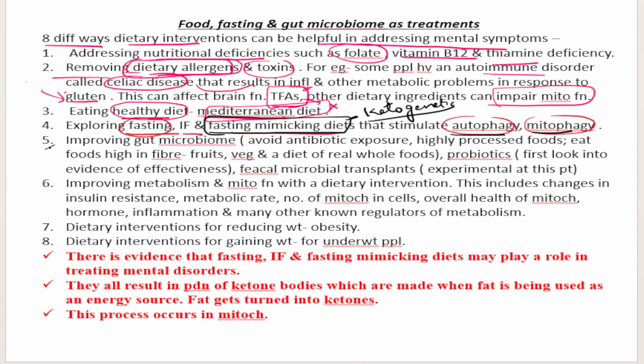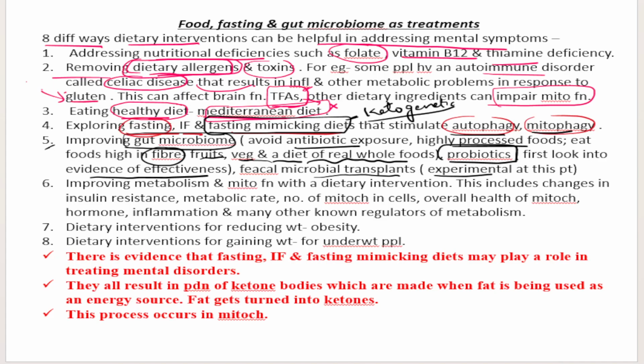Now, fifth, improving the gut microbiome. So how can you improve the gut microbiome? Avoid antibiotic exposure, avoid junk foods, avoid highly processed foods. Eat foods that are high in fiber, for example, fruits, vegetables, and a diet of real whole foods. Or you can eat probiotics, which are foods that contain beneficial microbes. But before taking probiotics, you need to look into the evidence of their effectiveness. Sometimes fecal microbial transplant can also help, but this is experimental at this point.